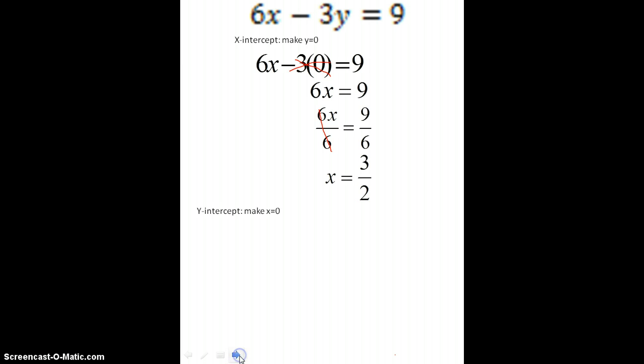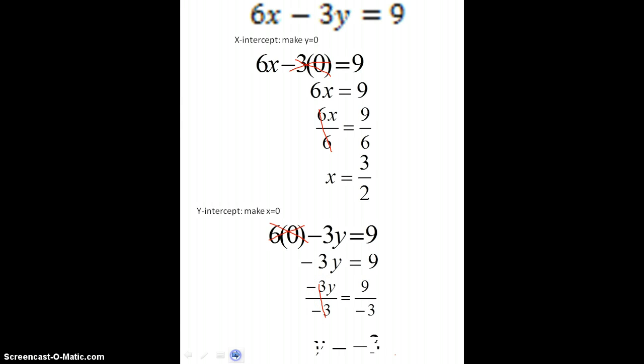Now, to find the y-intercept, I'm going to make x equal 0. So I'm going to take this x and I'm going to put 0 in place of it. 6 times 0 is 0, so it cancels out, and I'm left with negative 3y equals 9. Now to get y by itself, I'm going to divide by negative 3 on both sides. That cancels, and I'm left with y equals negative 3.